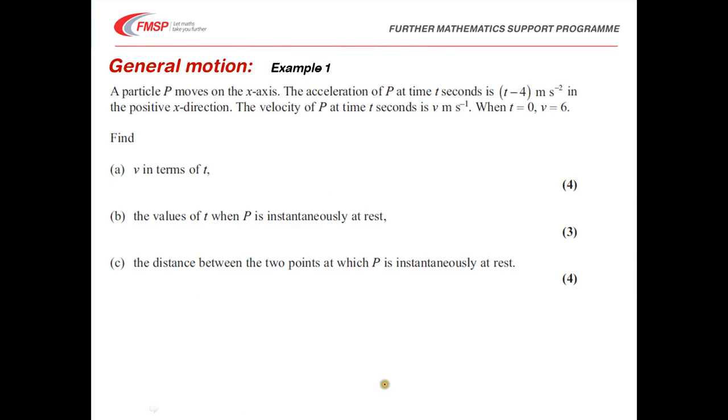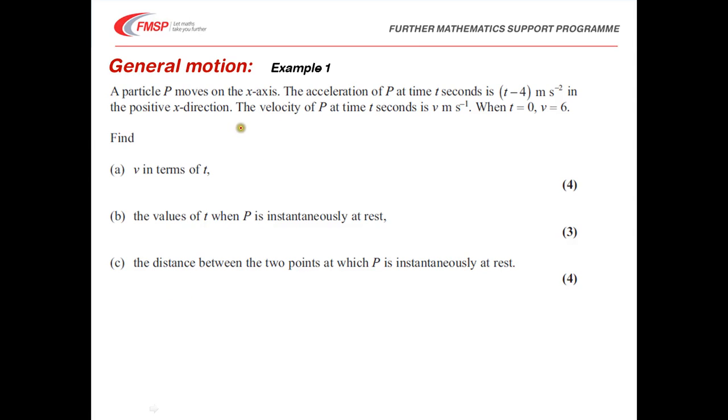Okay, so let's look at some examples here. We've got a particle P moving on the x-axis. Its acceleration is given by t minus 4 in the positive x direction, and you're given some initial conditions. If you want to do this question yourself at home, if you're playing along, then now's a good time to pause and work through the question because I shall be going through the methods here.